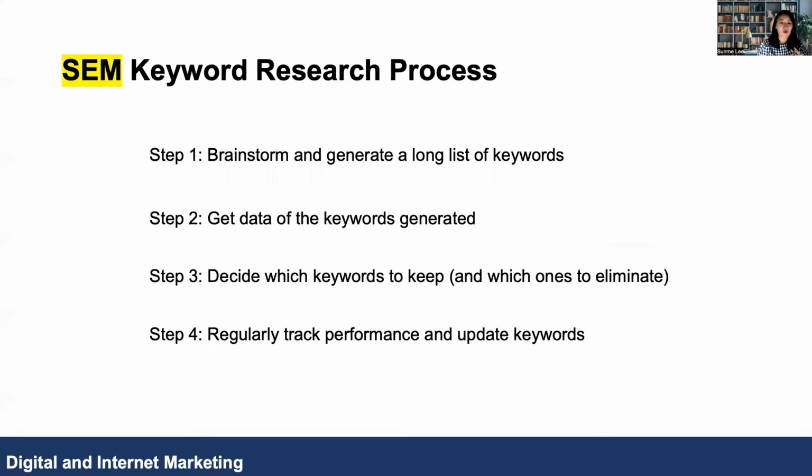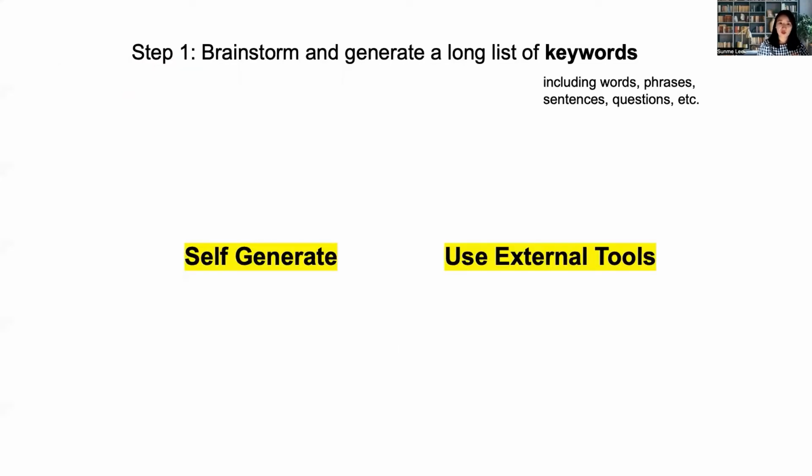Step one, of course, we need to have a long list of keywords for your business. We can do that either by self-generating or using external tools. In general, there are two ways that you can generate this initial list of keywords. First, self-generated, and the other way is to use external tools. We will get into both.